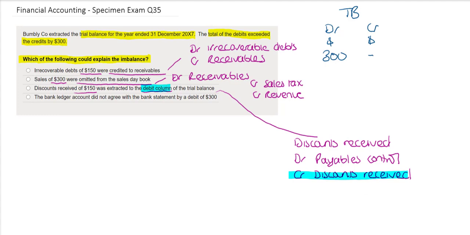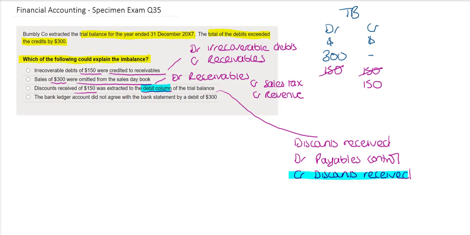Therefore, visualizing what's going on here, it would have been put on the debit side in the trial balance. In order to remove it, we will need to credit to eliminate the balance and then put it in on the credit side. Therefore, this does explain the imbalance on our trial balance.